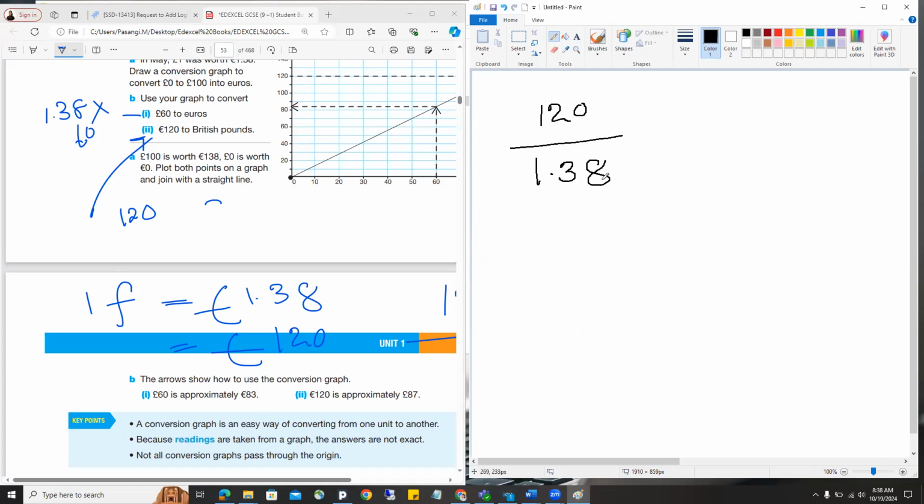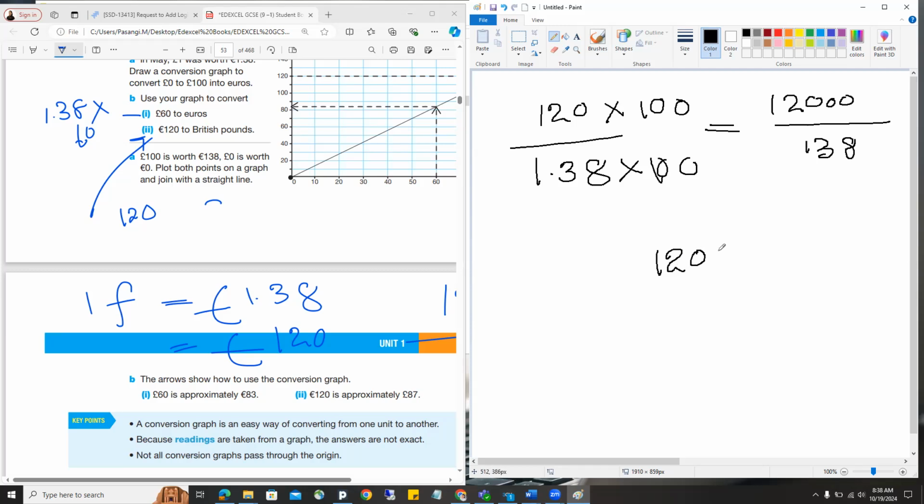1.38. So first we need to remove these two decimal places. To do that, we should multiply it by 100. So for the top also we should multiply it by 100. Then the numerator will become 12,000 divided by, for the denominator, 138. Okay? So now you can divide this by 138.